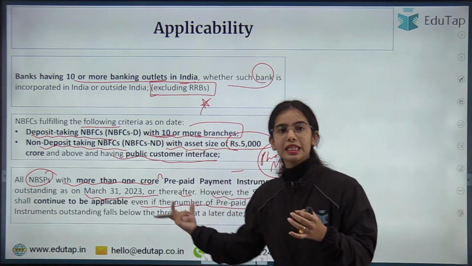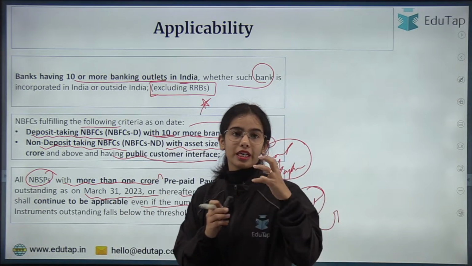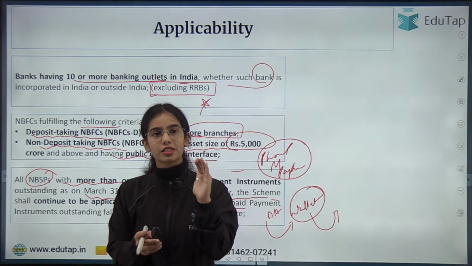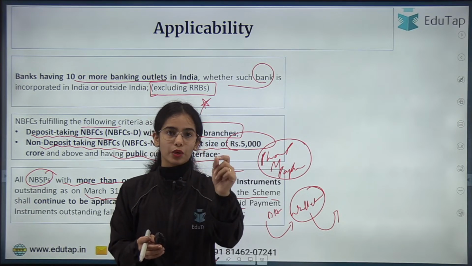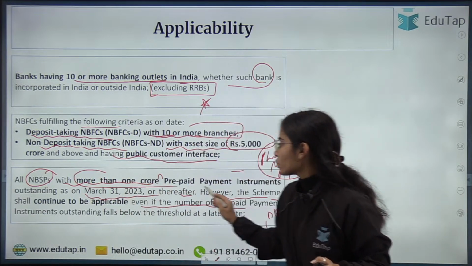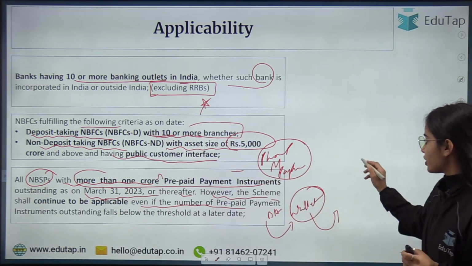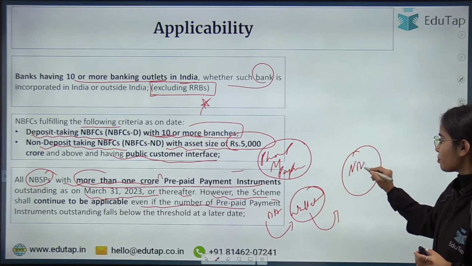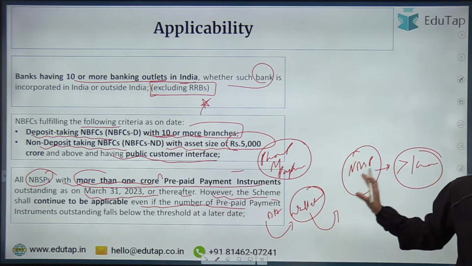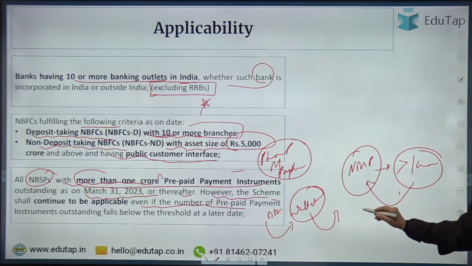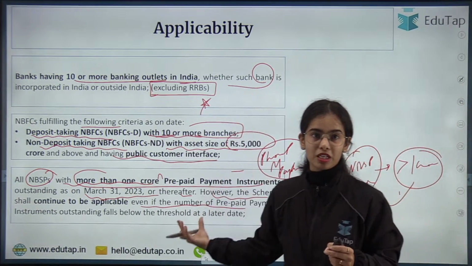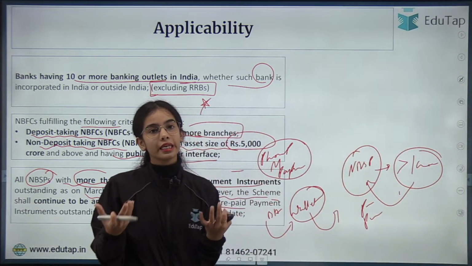So it will be seen that as on this date, which non-banking system participant has more than 1 crore of prepaid payment instruments. So whichever non-bank system participant had more than 1 crore of the prepaid payment instruments of the wallets, so these companies, let's say Paytm, PhonePe, will come under the master direction and will have to hire the internal ombudsman.